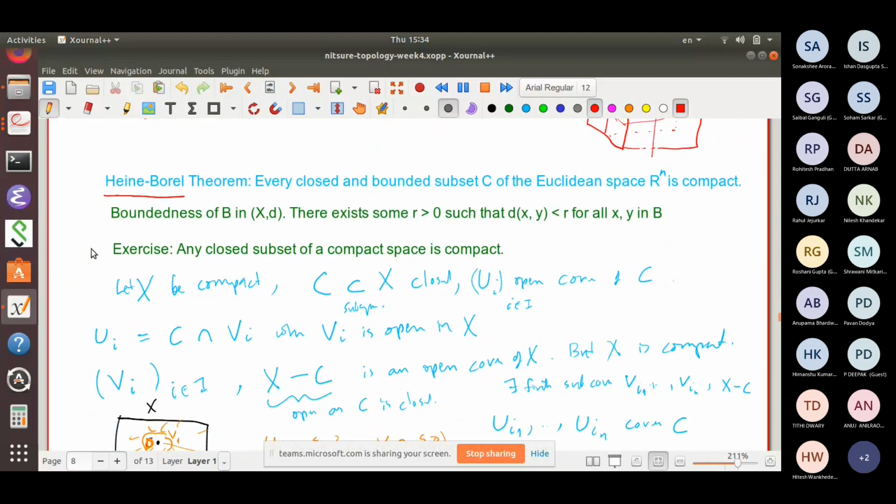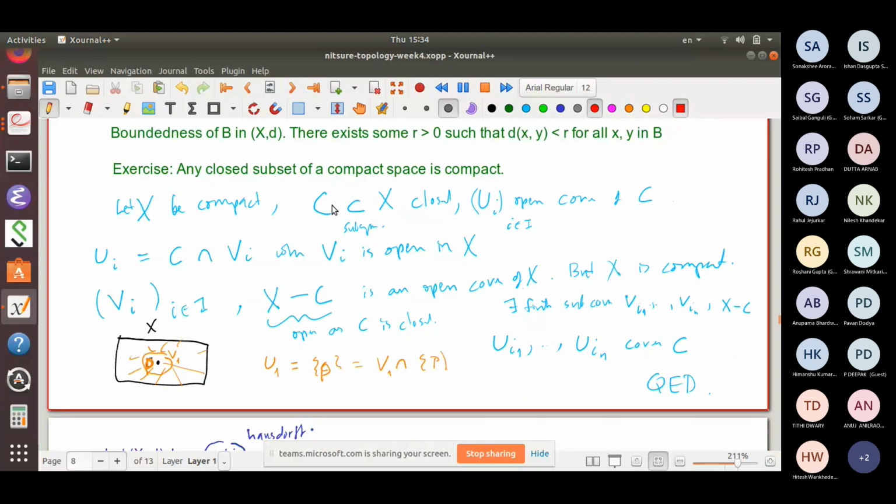And then we said, Heine-Borel theorem: every closed and bounded subset of a Euclidean space R^n is compact. That's because any bounded subset is contained in some big cube I to the power n. And because it's closed, now it's a closed subset of a compact space. And every closed subset of a compact space is compact. That's the exercise we did here.